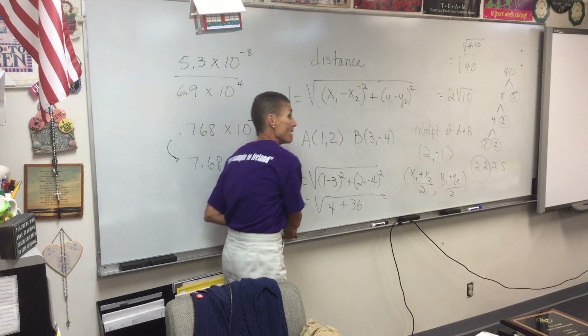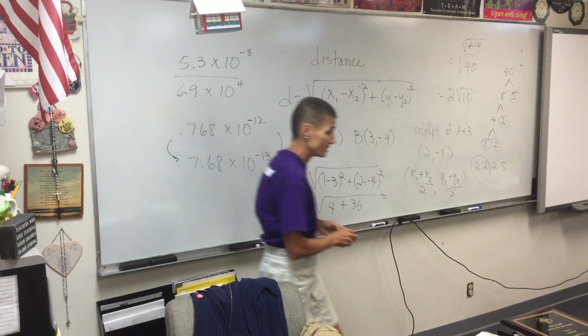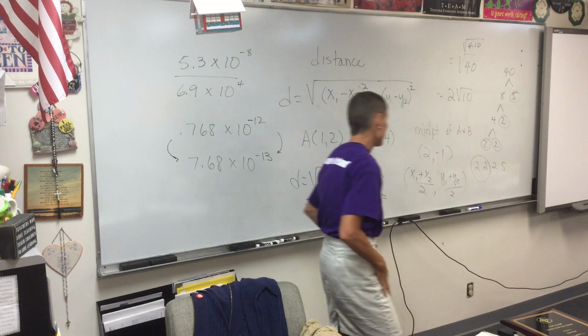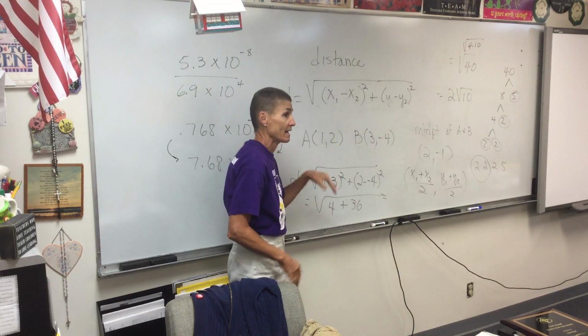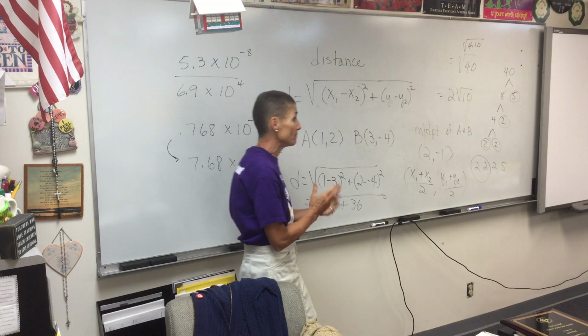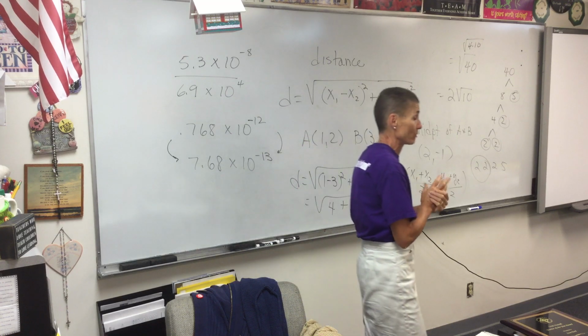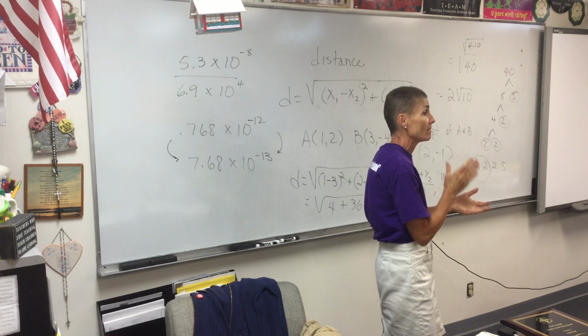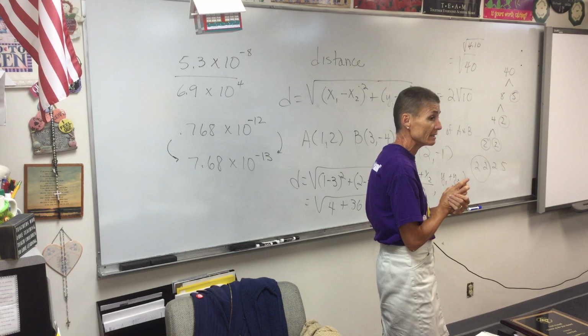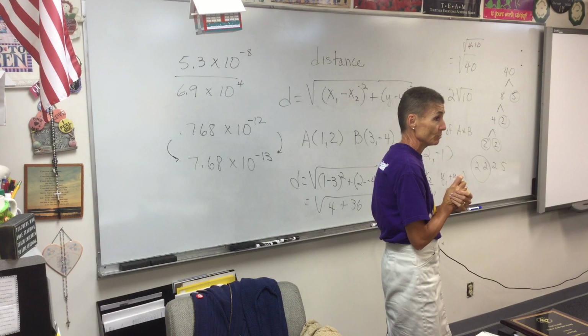You need to remember that idea because, especially when we get to our trigonometric graphing, we're going to be using that concept a lot. Midpoint is nothing but the average. It's the middle value, the average. You add and divide by 2.